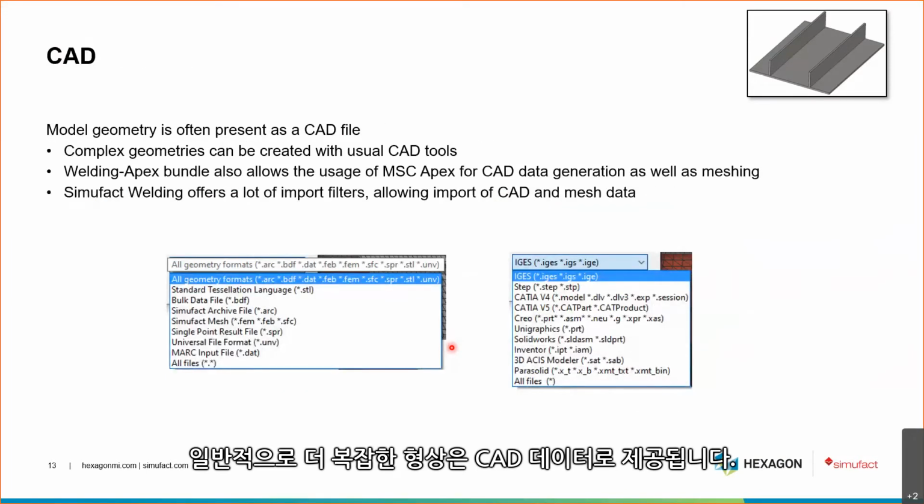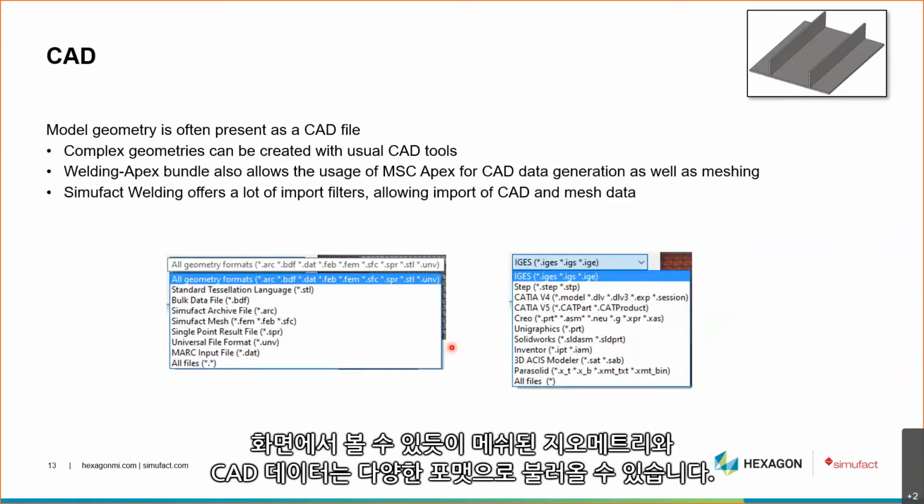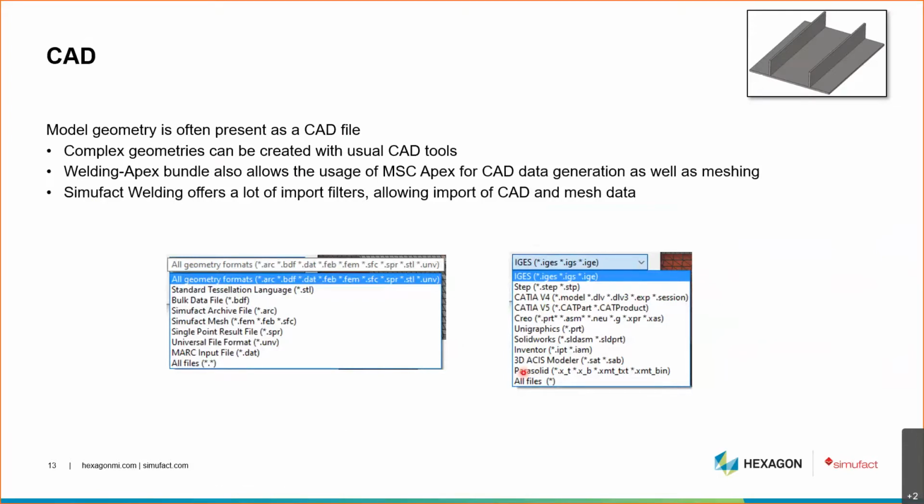Of course, the general case is a more complicated geometry, and this geometry is present as some type of geometrical data, CAD data usually. So we are, of course, able to import, as you can see on the screenshot, a lot of formats, either already meshed geometries or geometries present as CAD data here on the right side.